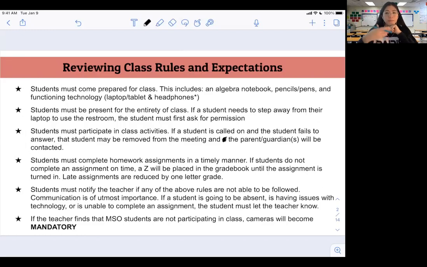So if it continues to be an issue, then I'm gonna give you guys until the end of this marking period. If I feel like it's necessary, then it's going to become mandatory starting the next marking period. So you have until the end of the marking period, those of you who are at home, to just make sure that you are constantly participating, answering the polls, and then in the chat as well.